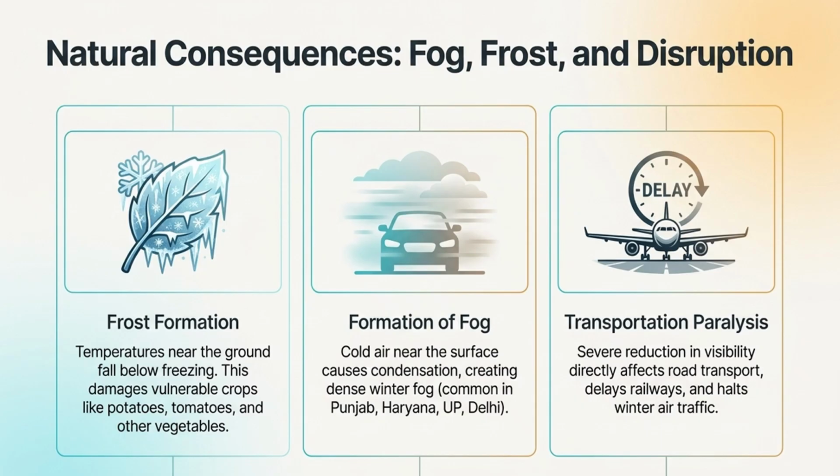Third is transportation disruption. Dense fog greatly reduces visibility. This makes driving difficult and increases the risk of road accidents. Train services may be delayed and flights are also often postponed or cancelled because pilots cannot see the runway clearly. So, temperature inversion has many real-life impacts. It can damage crops, create thick fog and disturb transportation.